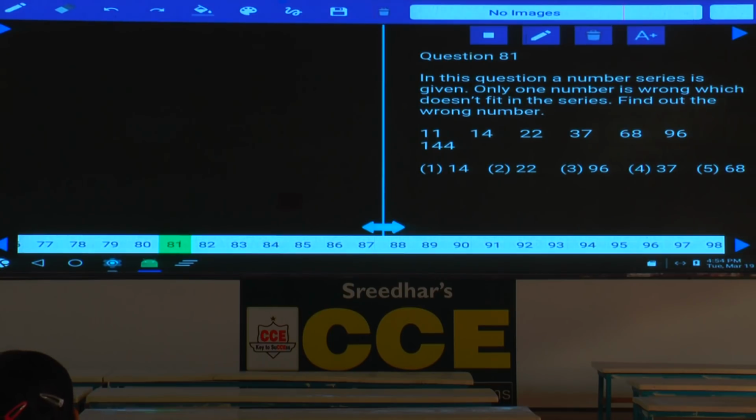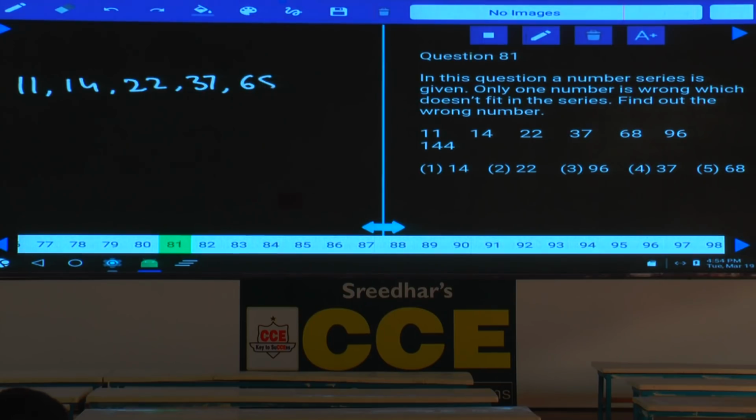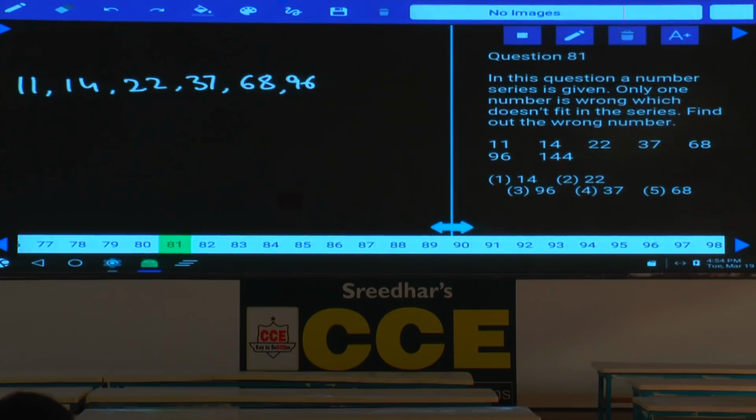11, 14, 22, 37. As the numbers are increasing at a smaller rate, it must be under difference only. 11, 14, 22, 37, and the next one is 68. Next to 68 is 96. Next to 96 is 144.